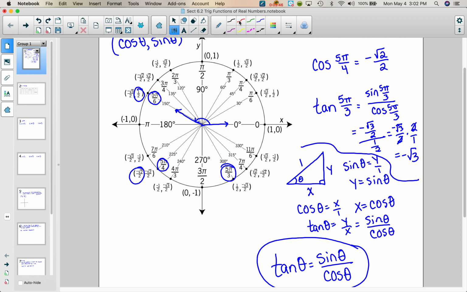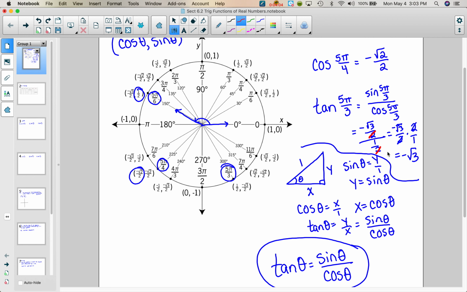Now here's a shortcut a lot of you will want to do. When the denominators are the same and you have a fraction divided by a fraction, you can just divide the numerators. That's a shortcut instead of flipping it over. And that will work if you want to take that as a shortcut when you're evaluating tangent.